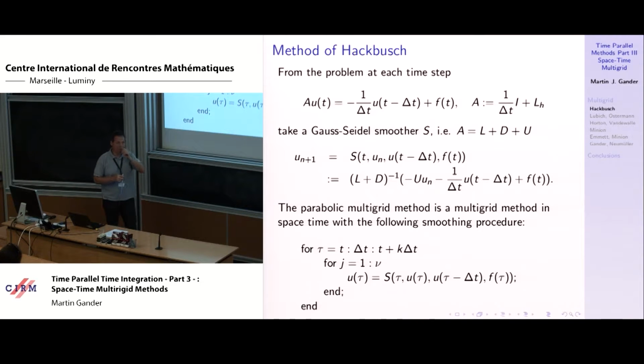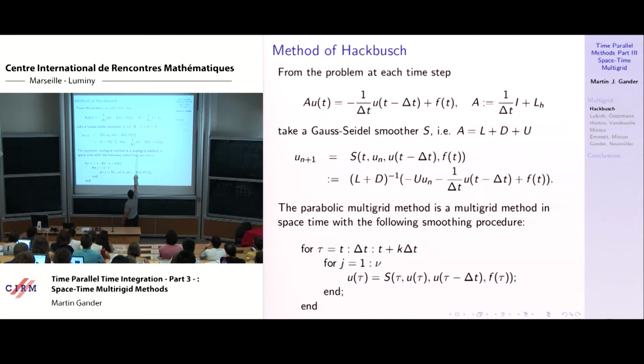So how does this method work, this parabolic multigrid method? It works as follows. I define the matrix A to be the term that comes from the time step plus the discrete Laplacian. And then at each step, one has to solve an equation A times u_t equals the term from the previous time step plus the right-hand side.